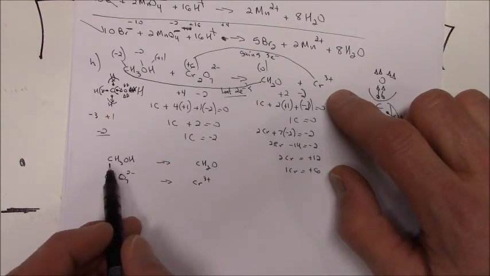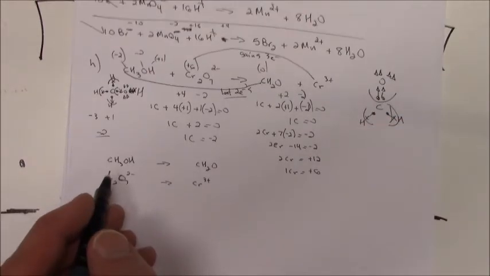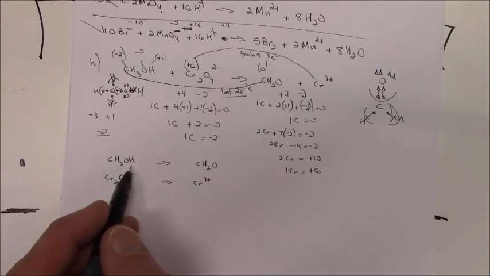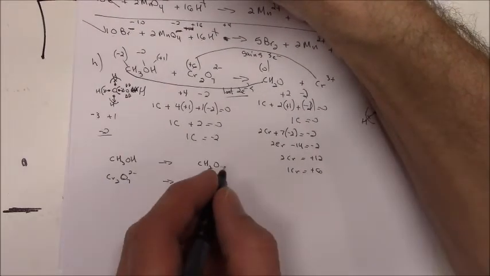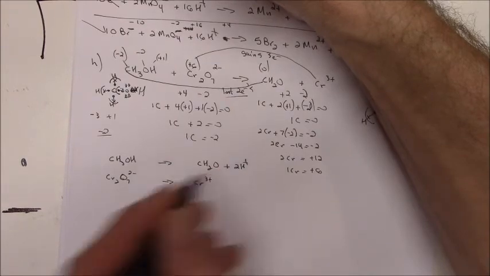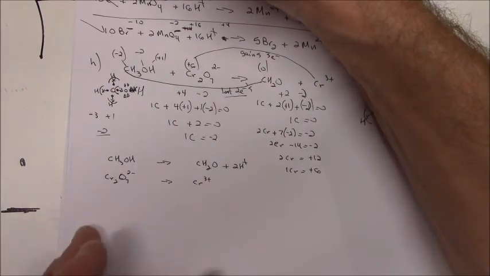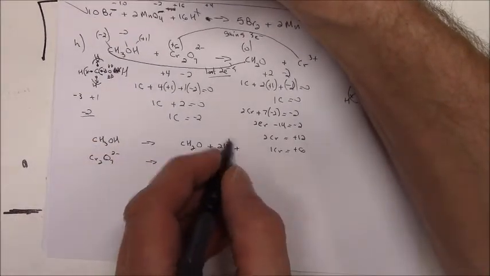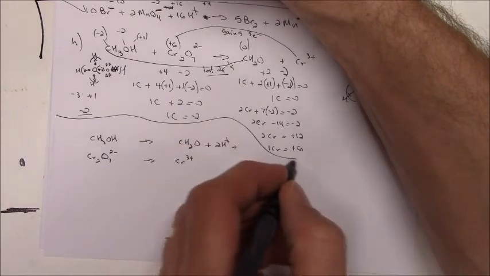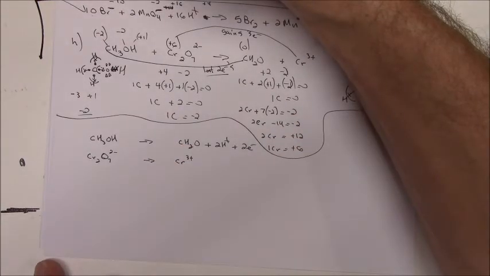So carbons, good. Next up, carbons is okay. Balance oxygens, that's good. H's gets balanced by H pluses. So you've got 4 H's here, 2 here. So you have to add 2 on this side. Then you balance the charge using electrons. This side's neutral. This side's +2. So I need to add 2 electrons on that side.